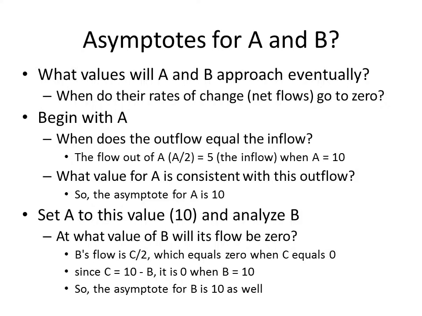Now let's set A to this value, stop it right there, and ask what would be going on with B at that point, and analyze B. At what point will its flow be 0? Its flow is C over 2, which equals 0 when C equals 0. Since C is A minus B, with A at 10, it's going to be 0 when B equals 10. There's some symmetry designed into this example. So the asymptote for B is also 10.